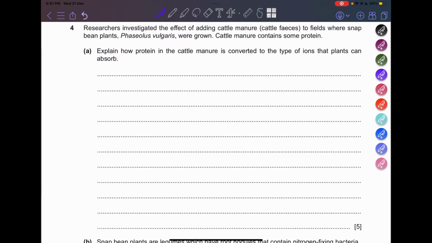Explain how protein in cattle manure is converted to the type of ions that plants can absorb. We can say over here that decomposers, bacteria or fungi, will break down the protein into amino acids. The amino acids will be deaminated to produce ammonia or ammonium ions. You can write the chemical form like that or like this. Also, the ammonium ions will be converted into nitrate ions by nitrifying bacteria, and the ions will be used by the plants.